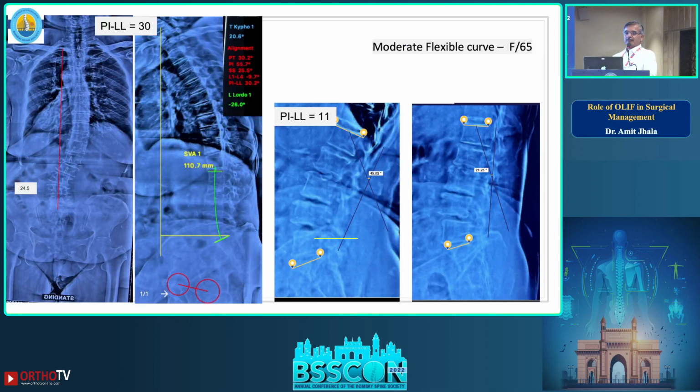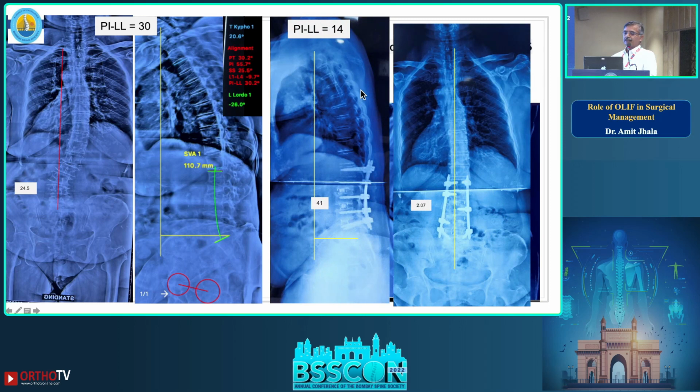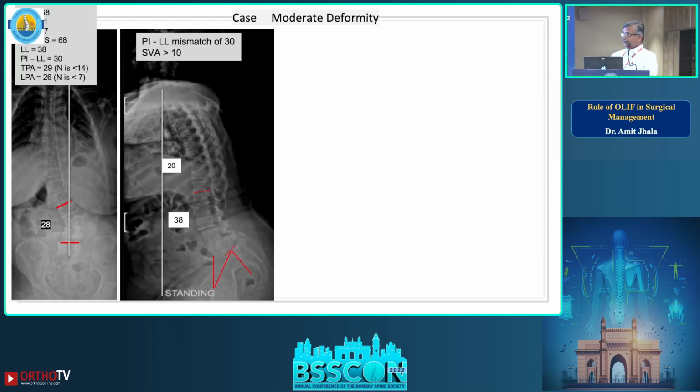Similarly, another patient with a PI-LL mismatch of 30, and in extension view got a PI-LL of 11. It's a moderate deformity because the mismatch was 30, but it was a flexible deformity. With the same 3-level OLIF, you can get a PI-LL of 14, and you can see a good correction of the overall alignment.